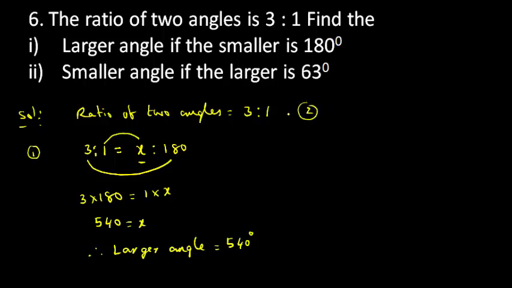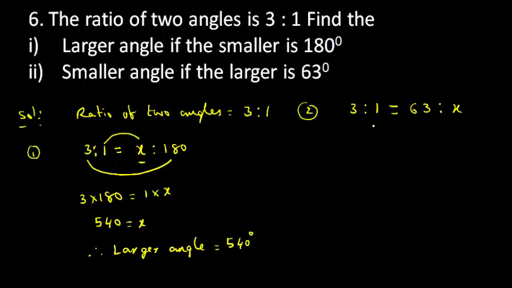Second sum. Given ratio 3:1, find the small angle. In the second problem, we find out the small angle. Here small angle equal to x. Larger value 63 degrees. So 3:1 equal to 63:x.